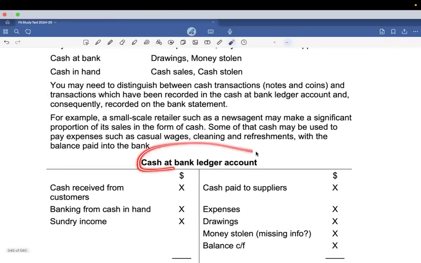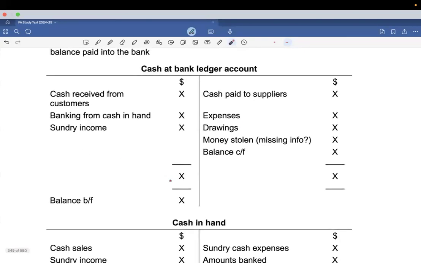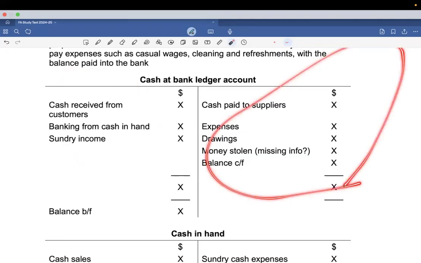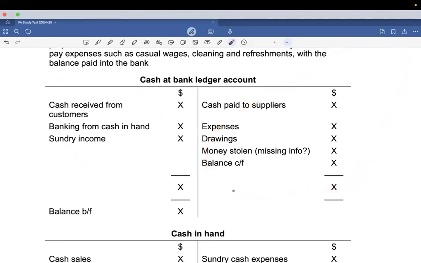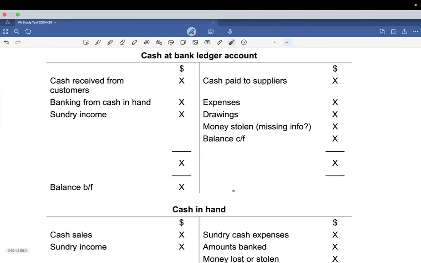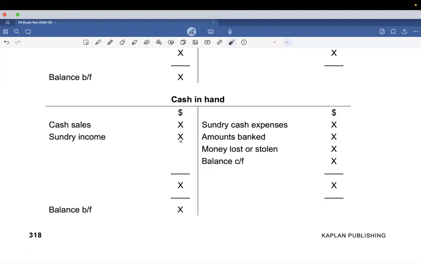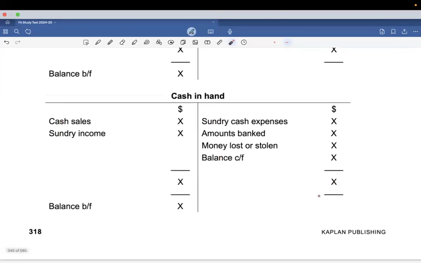We have here the cash at bank ledger. The basic idea is the same. Whatever increases cash would go on the debit side. Whatever decreases cash would go on the credit side. Clear? As we have studied. But the twist is, if in the question they say that it's an overdraft, then you're going to start your balance brought forward from the credit side. Understood? That is just the difference. In terms of cash in hand as well, the same thing applies. All the increases in cash on the debit side, all the decreases in cash on the credit side. Okay? Clear?